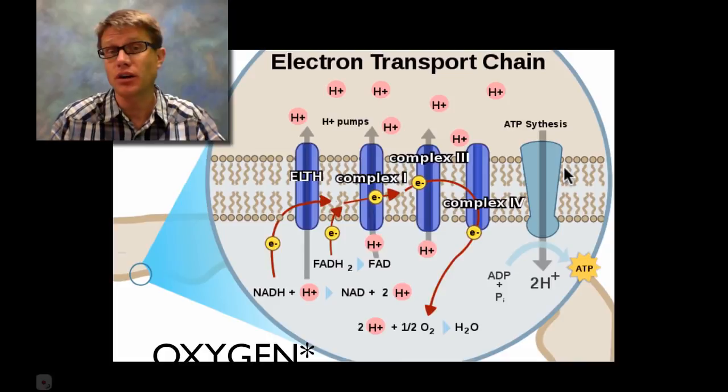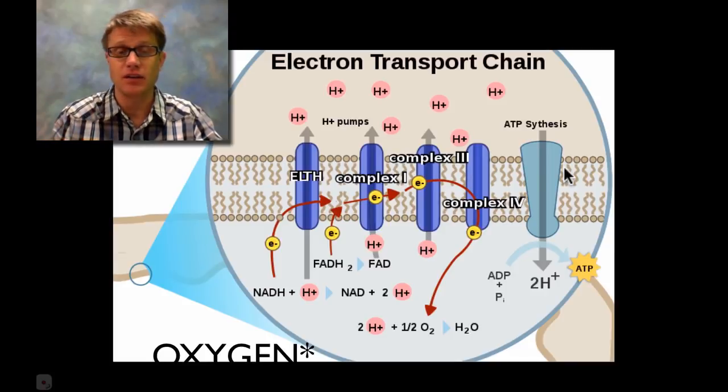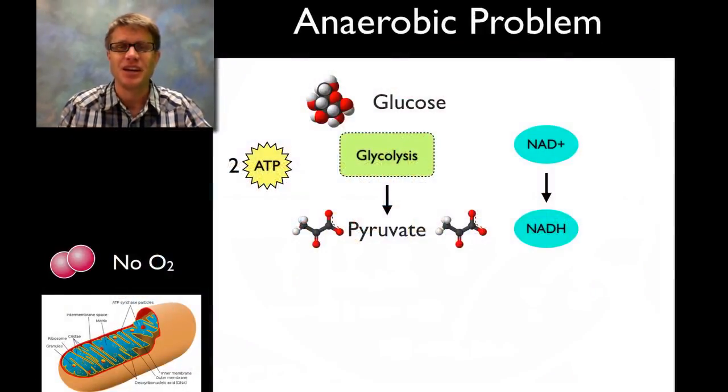It's just that we're storing all that energy, and instead of releasing it in a ball of fire, we're releasing it in little bits to make a heck of a lot of ATP. Okay, so there's a problem. What happens if you don't have oxygen pulling that electron the whole way, or let's say you don't have mitochondria present? Well, then you have a problem, and the problem is this.